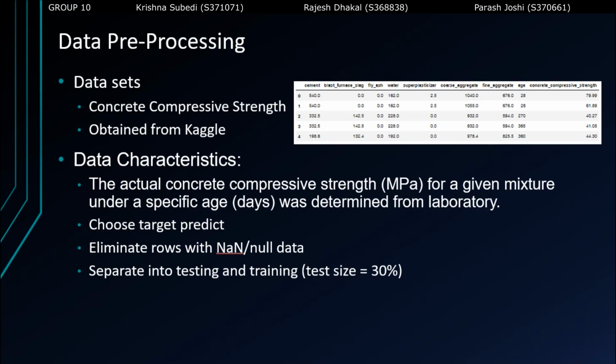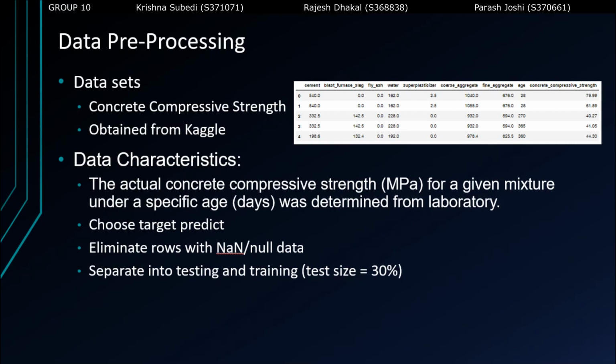The very first step in machine learning is data preprocessing, which is a crucial step in the data analysis and machine learning pipeline. It involves a series of operations and transformations that are applied to raw data to make it suitable for analysis. So the dataset was obtained from Kaggle, and it is about concrete compressive strength, and the data characteristic is the actual compressive strength for a given mixture under a specific age, which was determined in the laboratory.